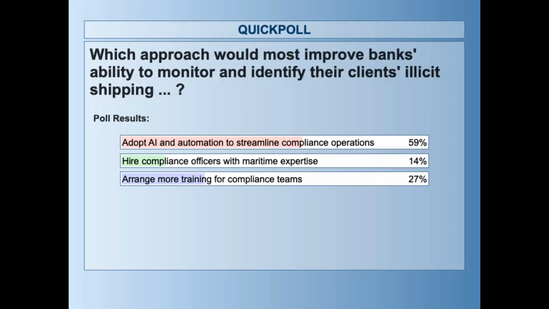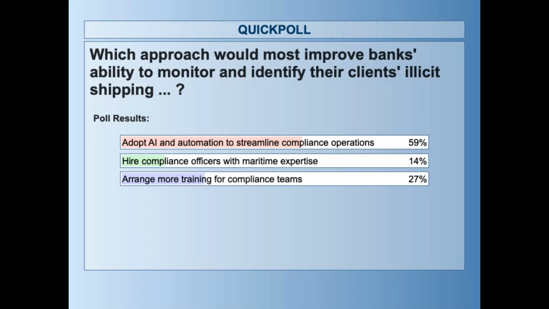Okay, so you can see the results on your screen. 59% of you believe that the best approach would be to adopt artificial intelligence and automation to streamline compliance operations. That's very interesting. I'm going to ask the panel if there's anybody who wants to comment on the results, or if there's anything you want to address based on those results.